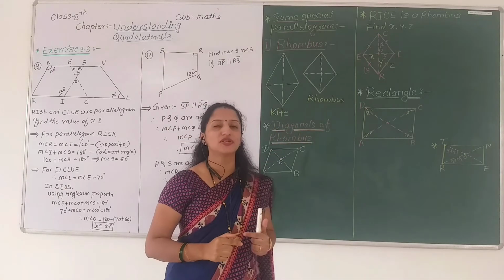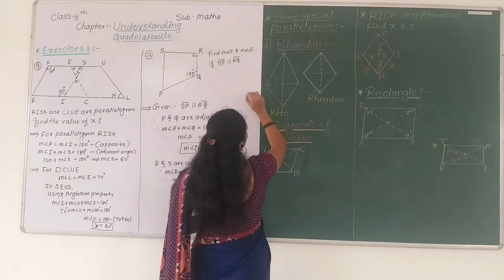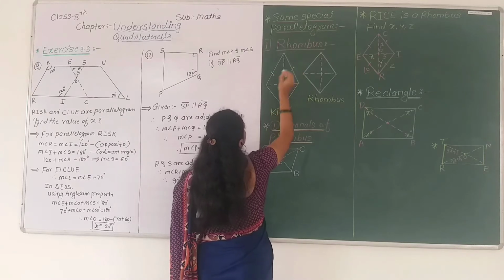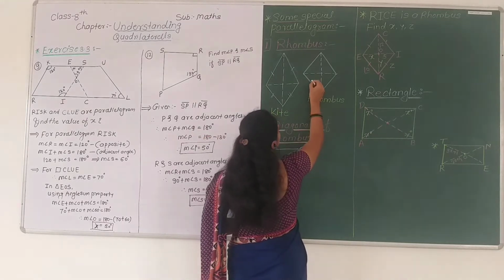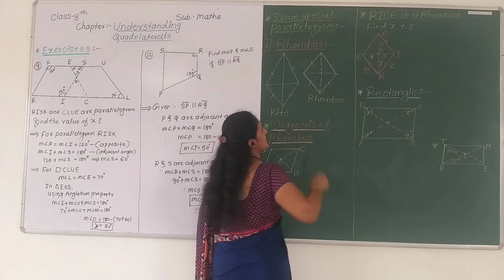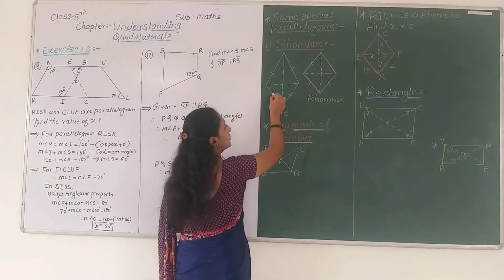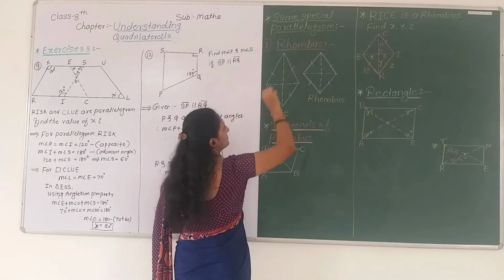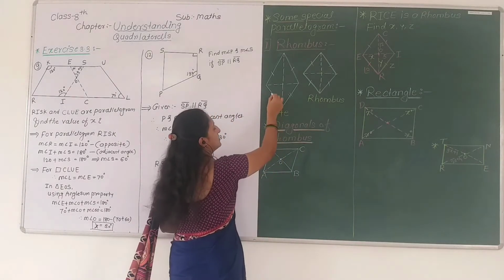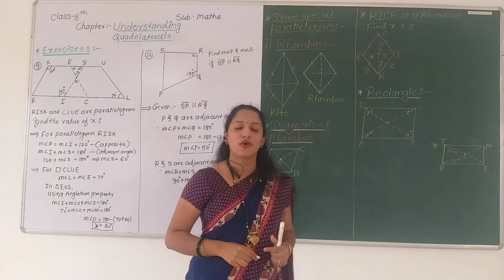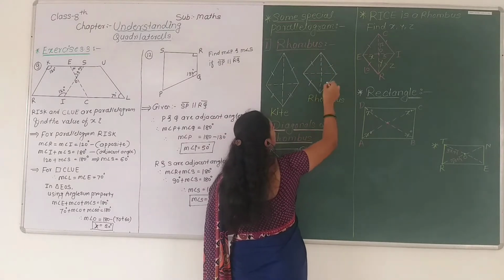Now tell me your observation about these two figures. Yes? Look at it. In this figure, you observe that this side is equal to this side. Also this side is equal to this side. But in this figure, we see that all the sides are of same length. So this is the basic difference between kite and rhombus. In kite, there are two pairs of consecutive sides of equal length. This one and this one. But in rhombus, all the sides are of equal length.